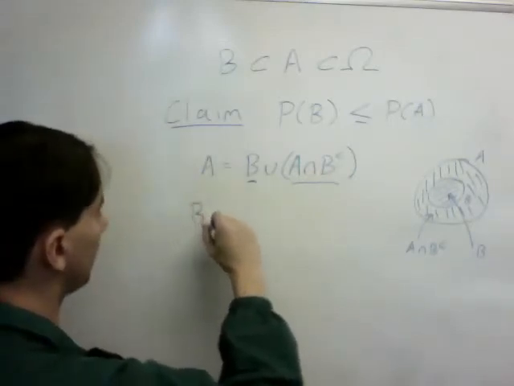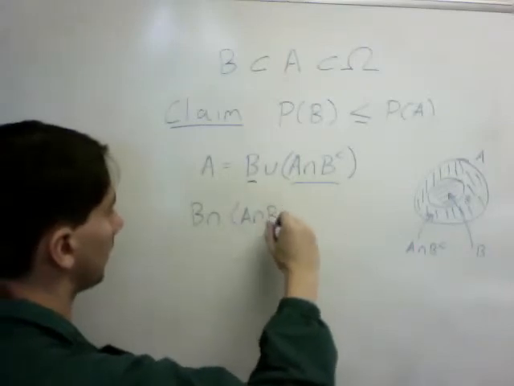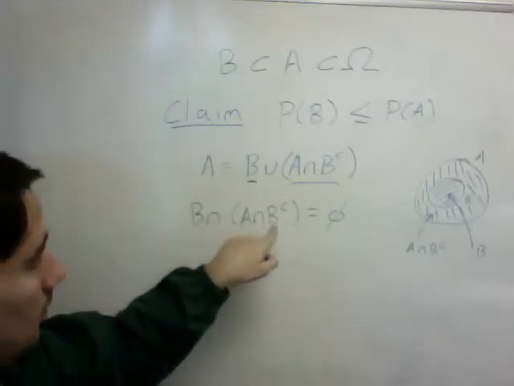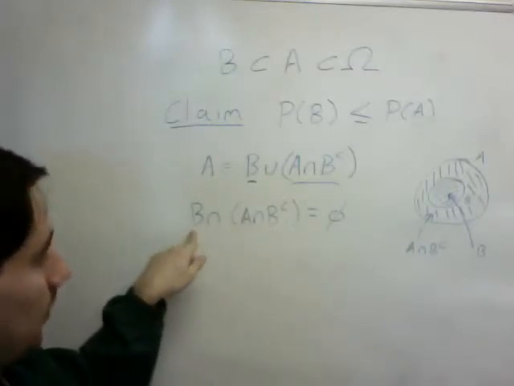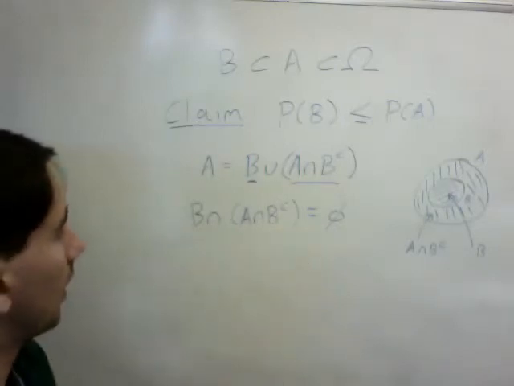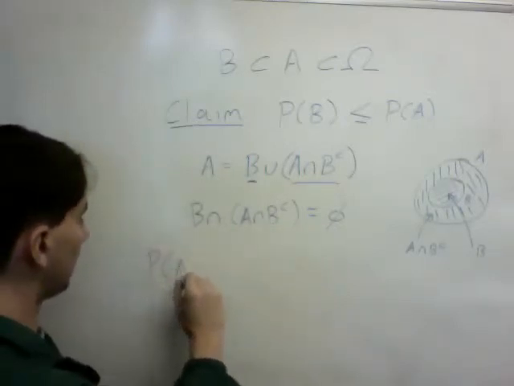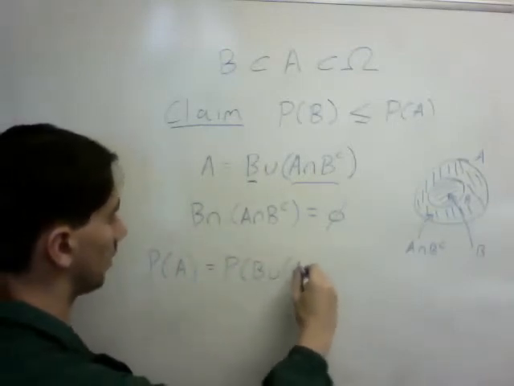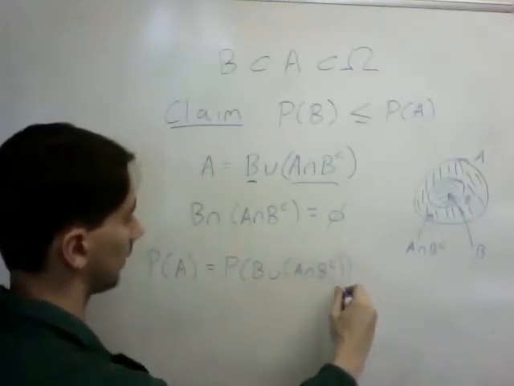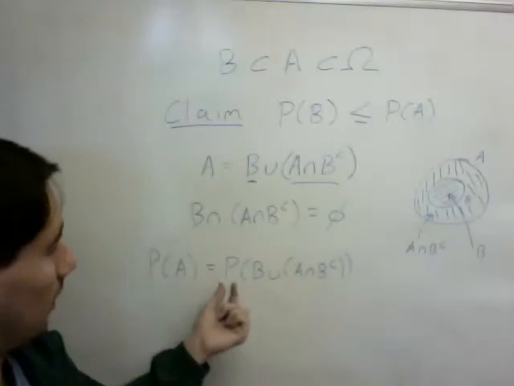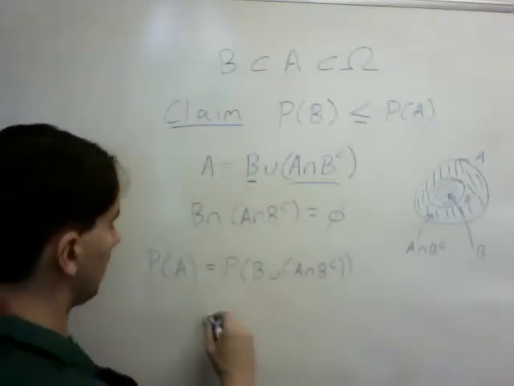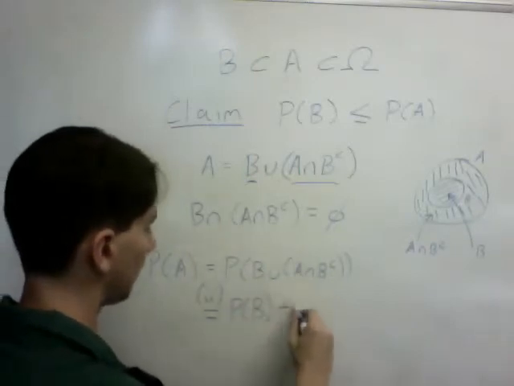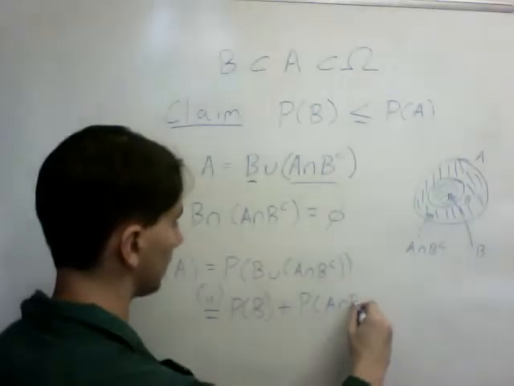Also, B and A and not B is empty, because you can't be in B and be not in B and be in A. Because nothing's both in B and not in B. So this is empty, and we again apply rule 2. So the probability of A is equal to the probability of B union A intersect B complement. That's just simply by substitution for this formula. And now we can apply rule 2. This is the probability of B plus the probability of A intersect B complement.